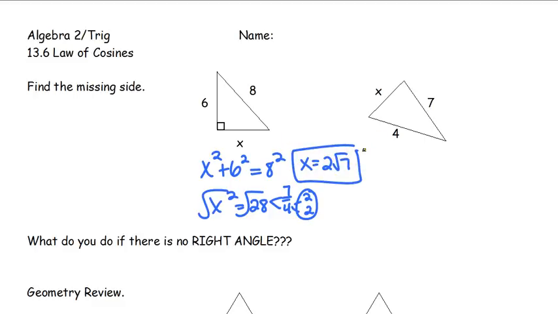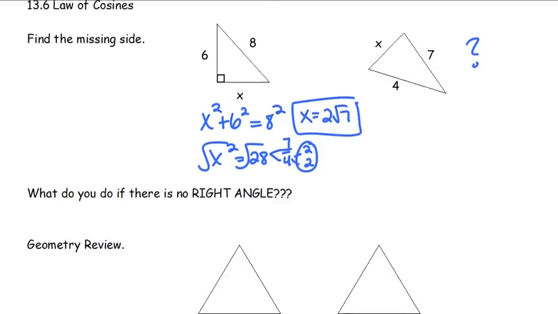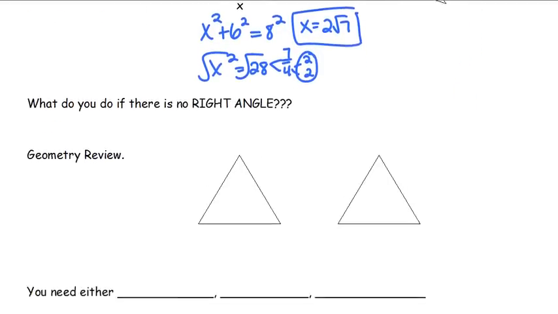When we go to our next triangle, we have sides x, 4, and 7. Once again, we want to find that missing side. This time we cannot find that missing side using Pythagorean Theorem because I don't have a right angle. Our trig and all of our theorems are based upon having that right angle for the Pythagorean Theorem. So this one, we don't know how to solve just yet. That's what we're going to learn how to do today.